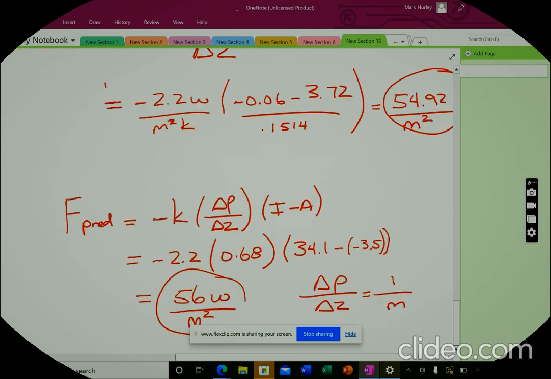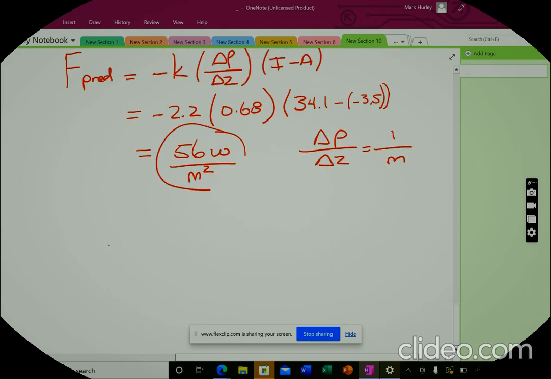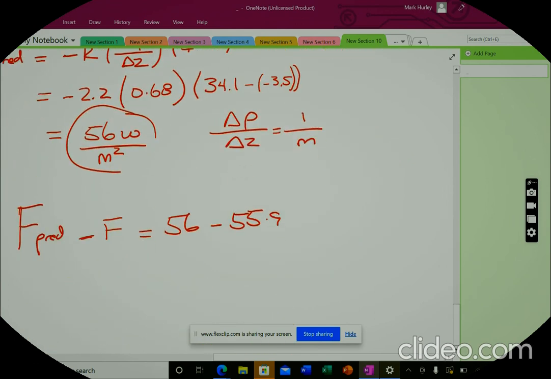Now, if we look at the prediction minus the actual value, we take 56 minus 54.92, and we get a value of 1.08 watts per meter squared, which is very, very small.